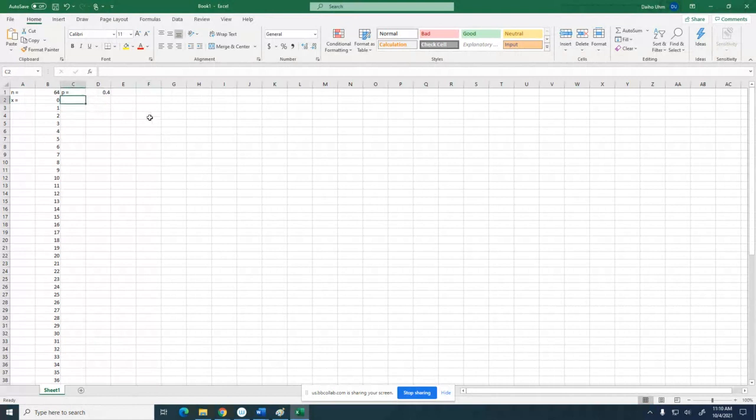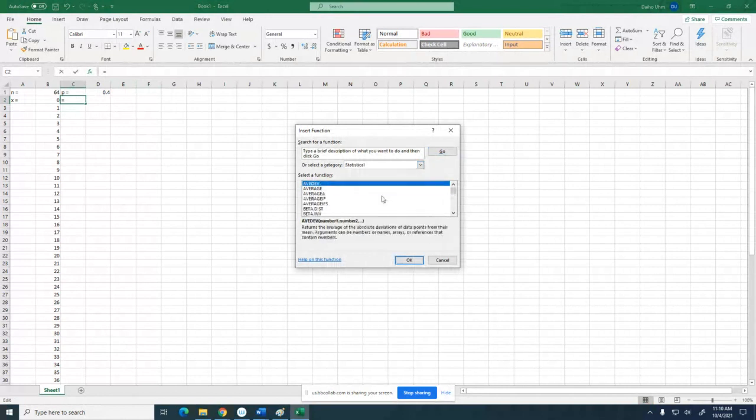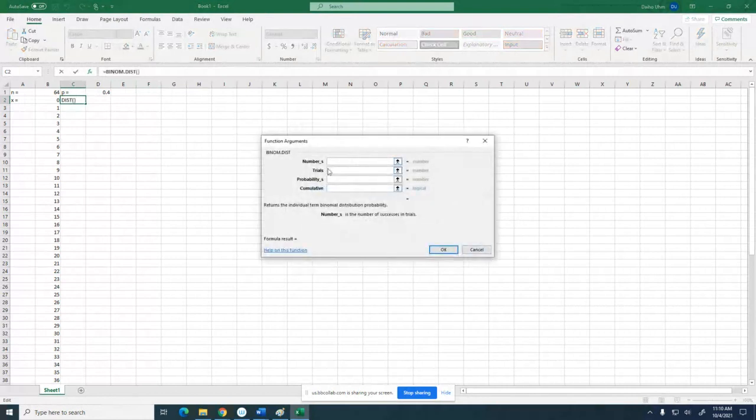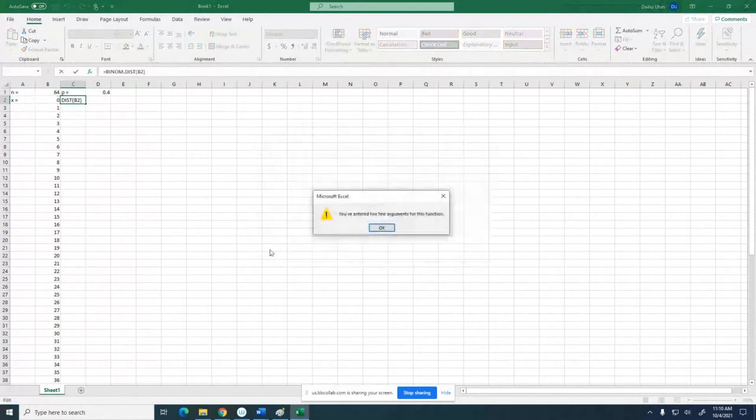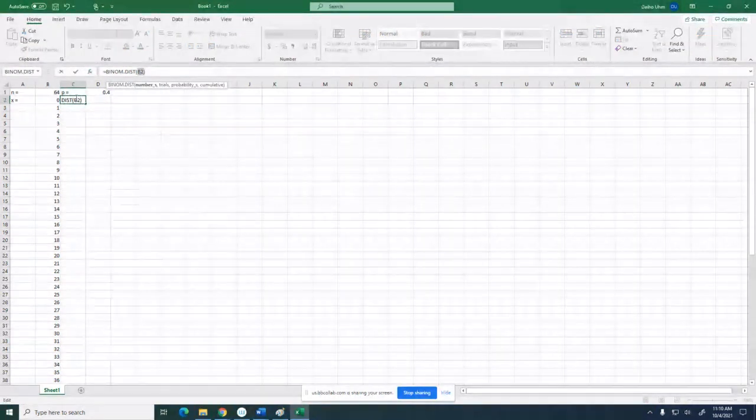And now in Excel, you know Excel is a good software for statistics, right? So I can go to the function, and let me select statistical as a category, and now I need the probability from the binomial distribution. So let me scroll down a little bit. And here the function is named binom.dist, which stands for the binomial distribution.